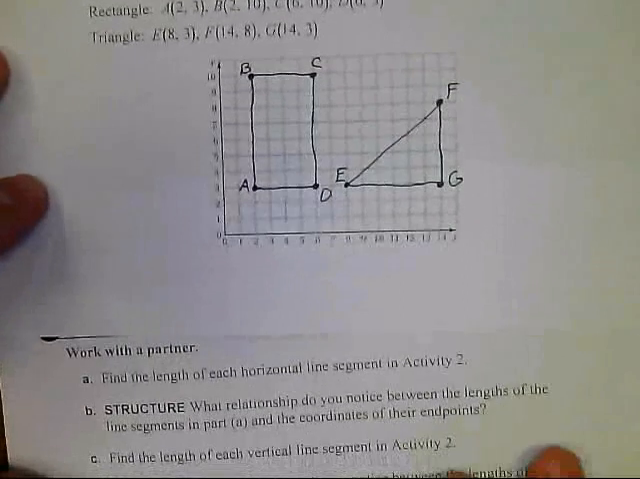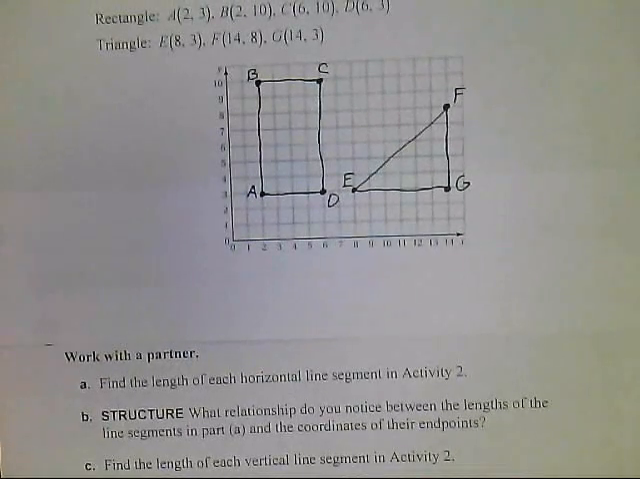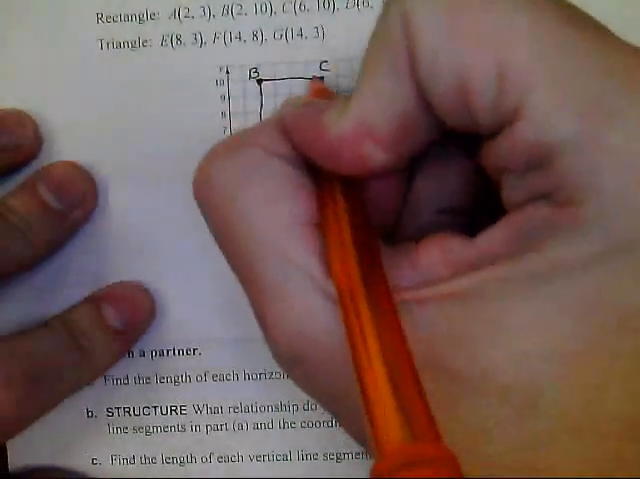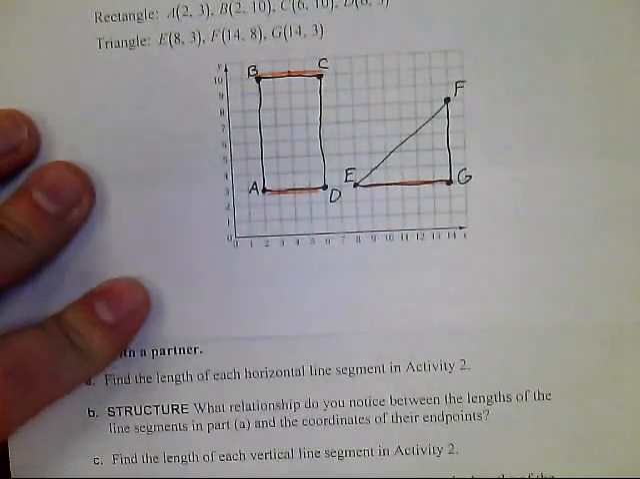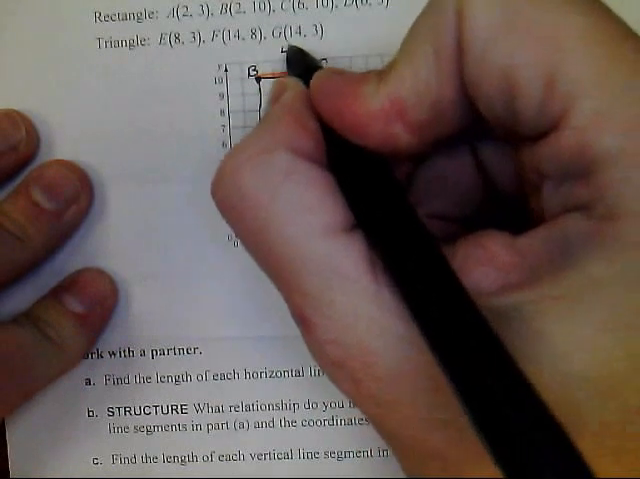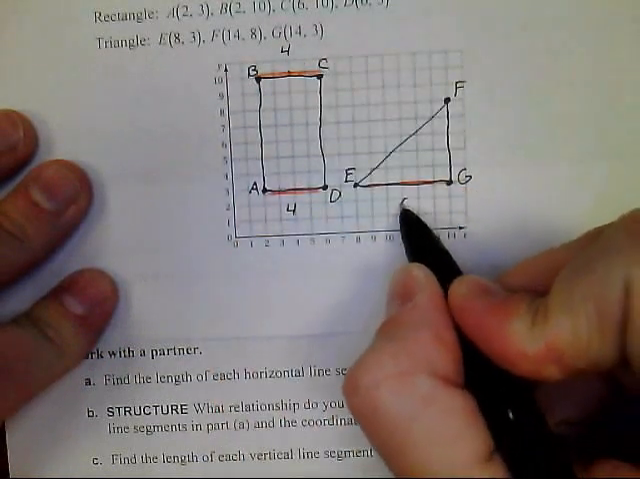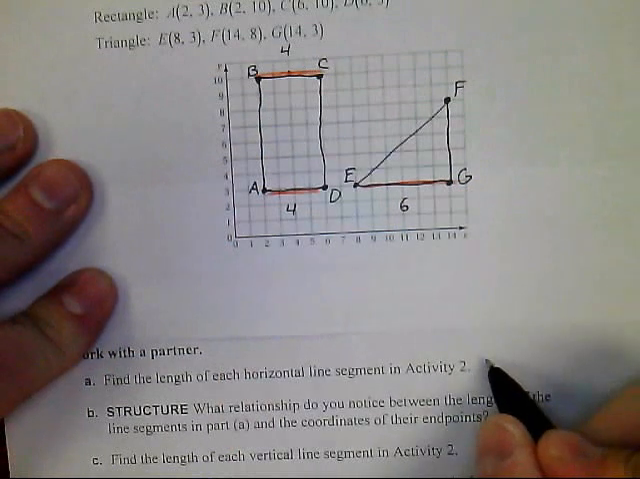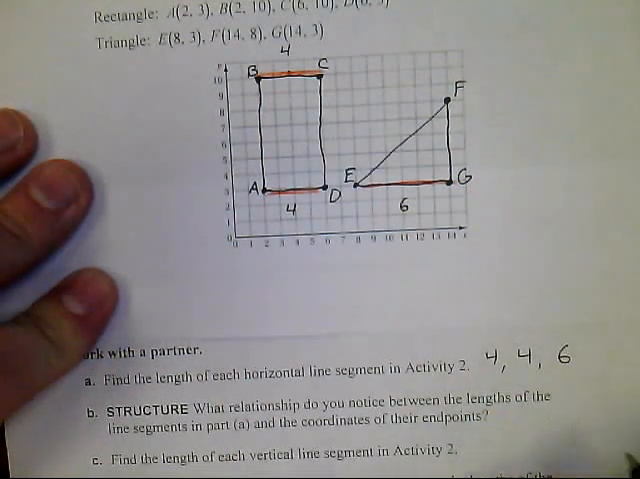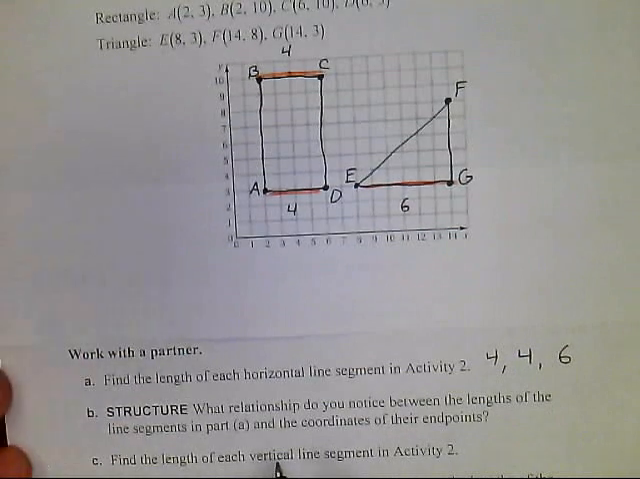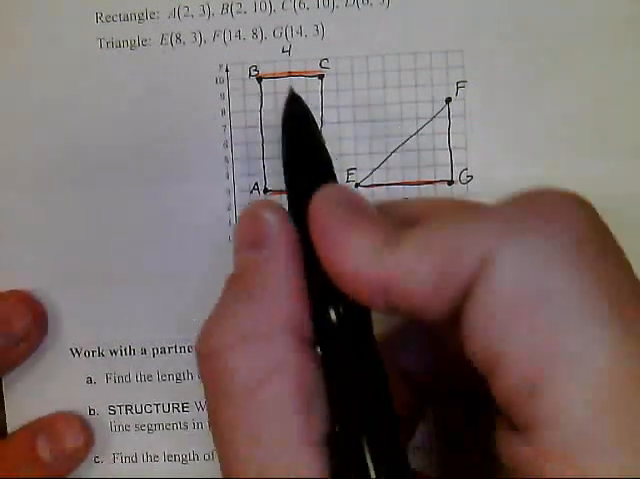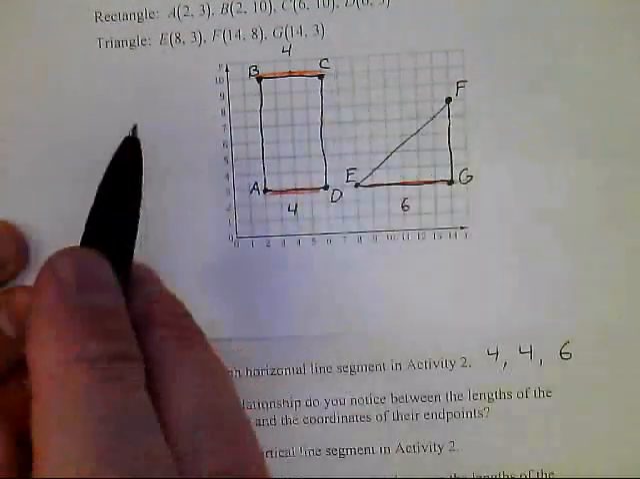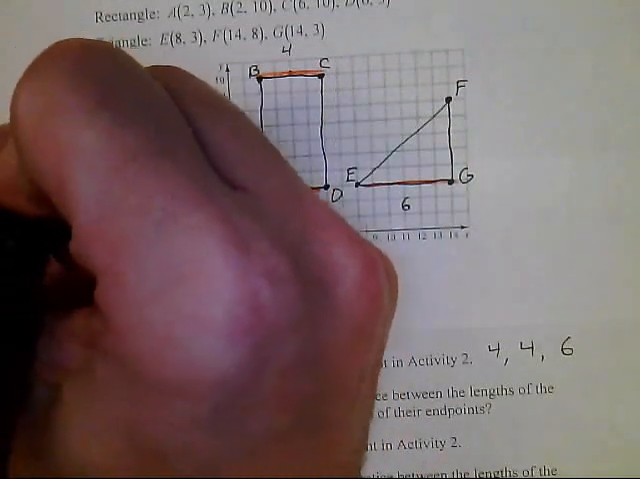All right. And so it asks us to find the length of each horizontal line segment in activity 2. I'm going to actually use this orange pen to trace the horizontal line segments. Okay. And after I've traced them, I'm going to find the lengths of each of those. So this is 4, this is 4, and this is 6. Okay, I can just count those to see. So the answers here would be 4, 4, and 6. And it wants to know what relationship do you notice between the lengths of the line segments and the coordinates of their endpoints. So here's an example of a line segment, BC. All right, and let's look at the coordinates of B and C.